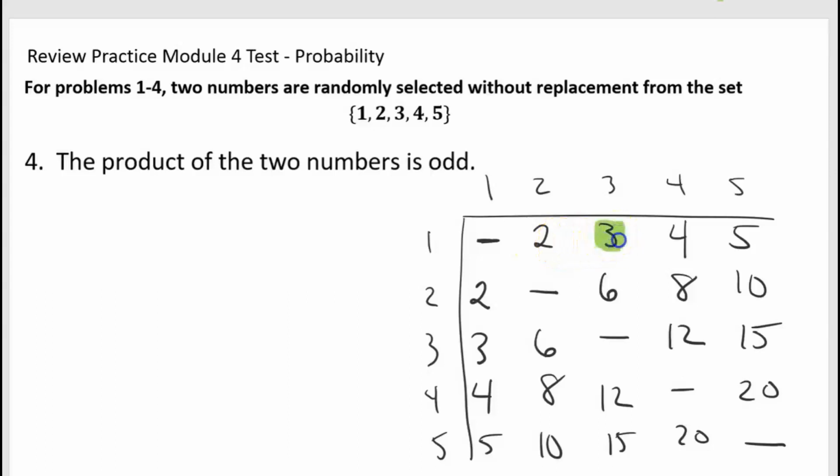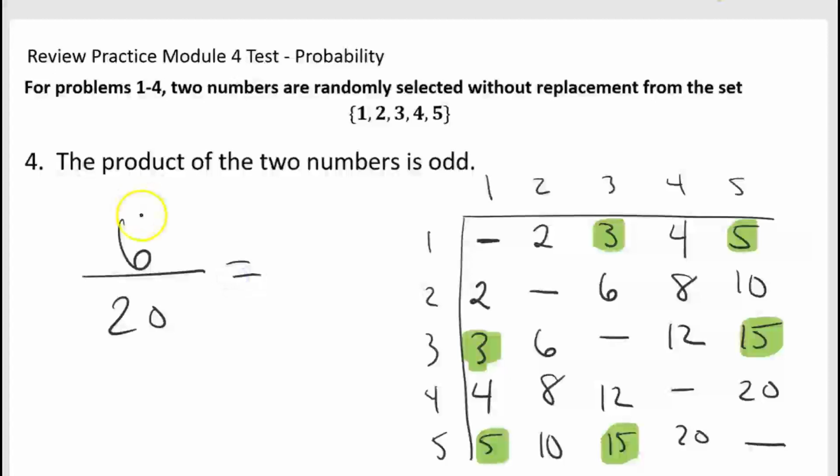So 2 is not odd, 3 is an odd number, 5 is an odd number, none on that row are odd, 3 is odd, 15 is an odd number, none on row 4 are odd, and then finally on row 5, 5 is an odd number, 15 is an odd number. So if we count those outcomes, 1, 2, 3, 4, 5, 6 of those out of how many possible outcomes? Well, just like before, if you count all the possibilities, there are 20. And 6 divided by 20, or 6 reduced to lowest terms, is going to give me 3/10 is the final answer for number 4.